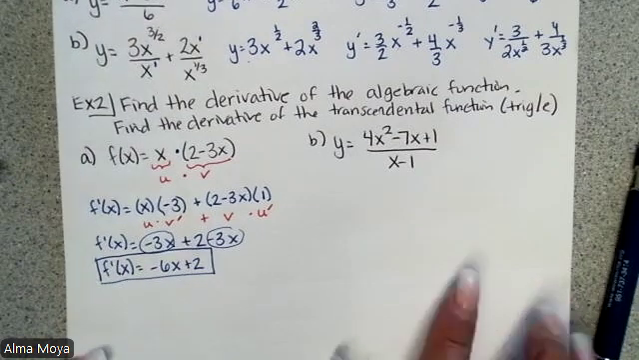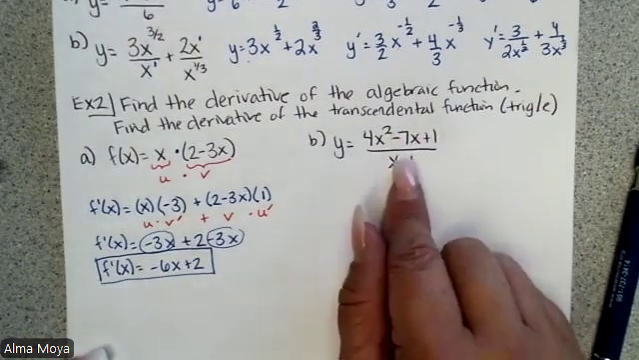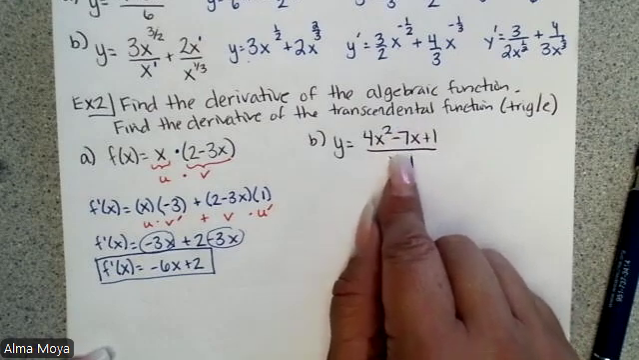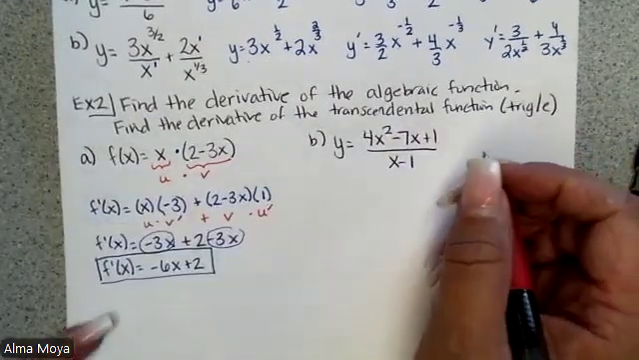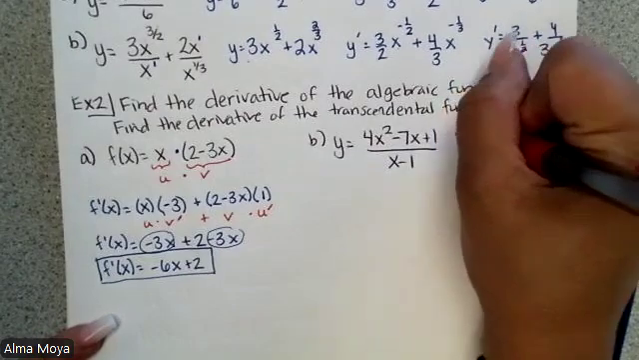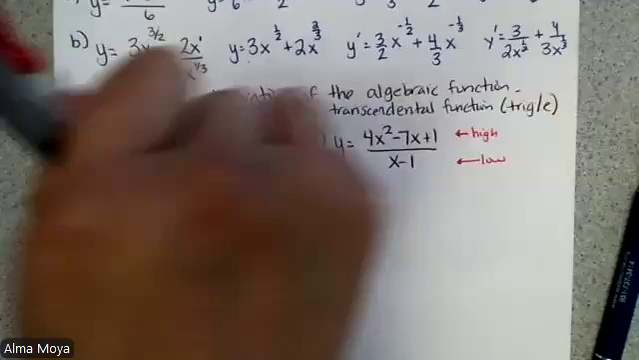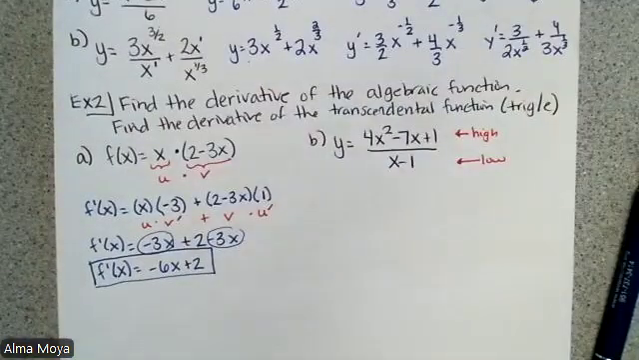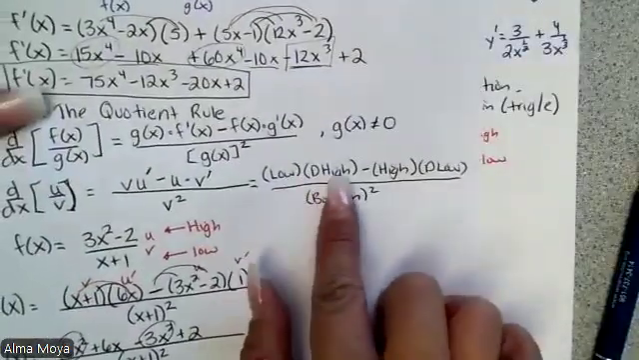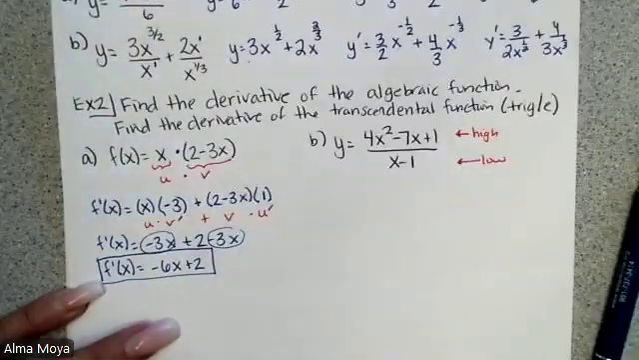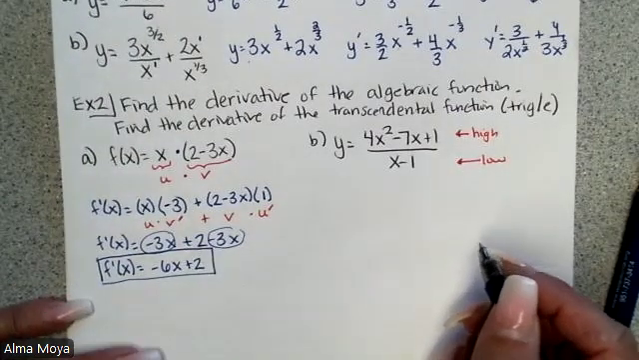On B, we now have a quotient rule. Okay, this is the quotient rule. Whenever I refer to the high, this is the high. This is the low. You are now going to be using this formula right here, the low d high subtract high d low. Low d high subtract high d low.